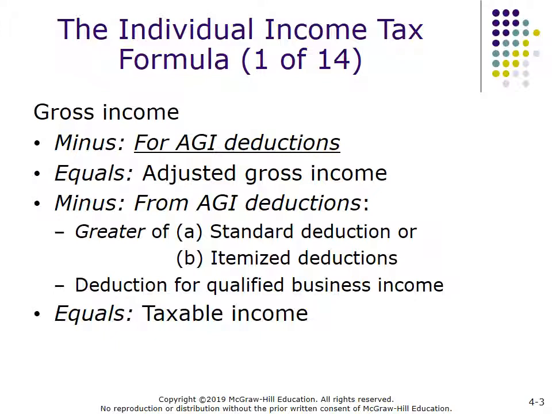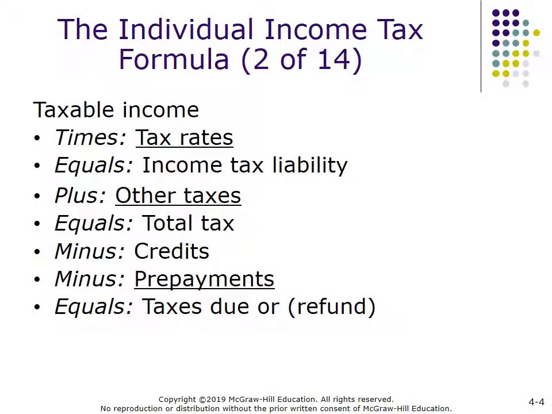A new deduction is available for qualified business owners. It's called the Deduction for Qualified Business Income. Brand new, never been done before. Once we deduct those deductions from AGI, we get taxable income, which we know is our tax base that we determine income tax on. We apply our tax rates to determine the income tax liability, like you learned in Chapter 1.